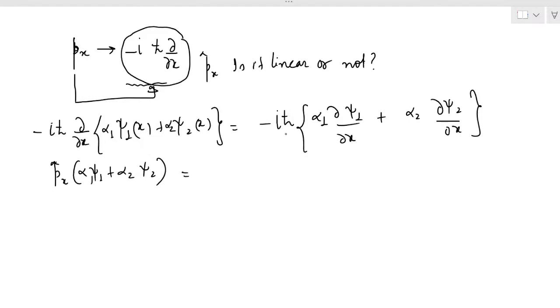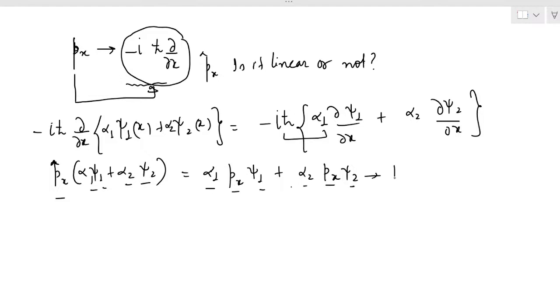And what have I got? If I take this particular thing, I have alpha 1, and what is this? This is px psi 1, plus alpha 2, and this is px psi 2. So what have I got? I was operating px over alpha 1 psi 1 plus alpha 2 psi 2, and I have got alpha 1 px psi 1 plus alpha 2 px psi 2.